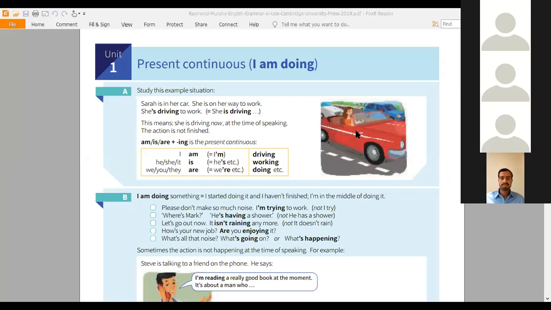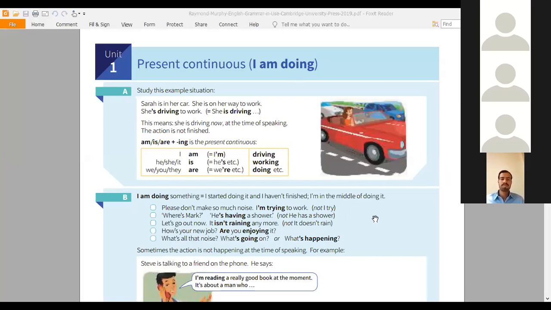Before I begin, once again, it is my request to all of you to please mute your mics, so that we don't have any disturbance during the session. If I'm asking you any questions, then you raise your hand, and I will ask you to unmute yourself and share your views. Okay. So the first thing that we have to cover is present continuous.